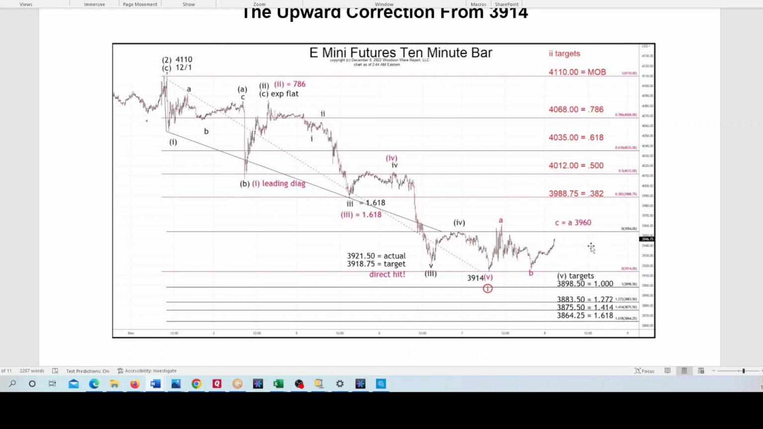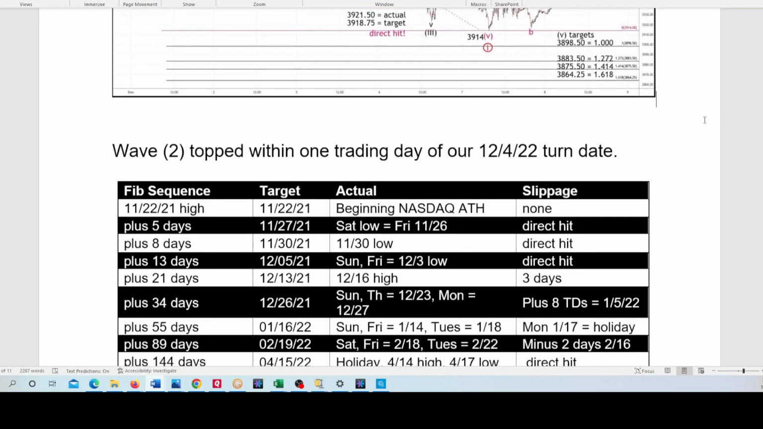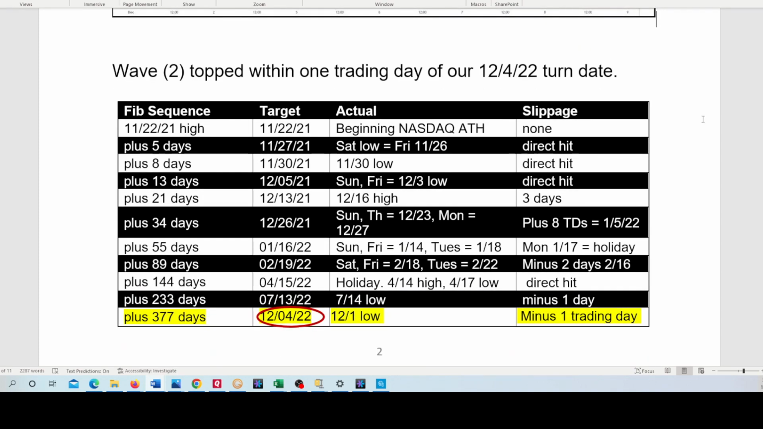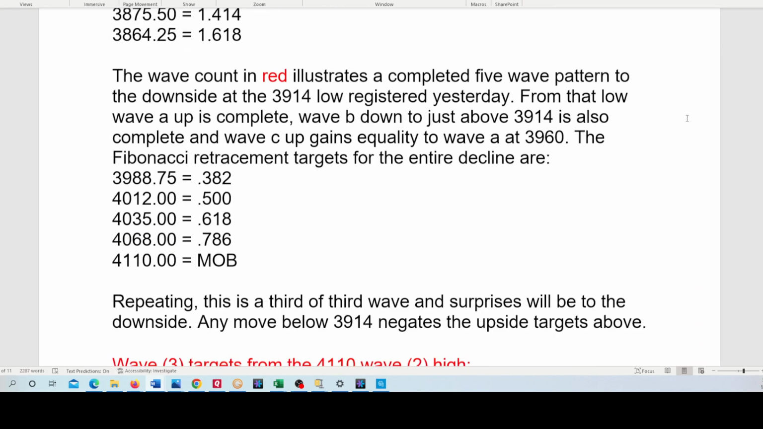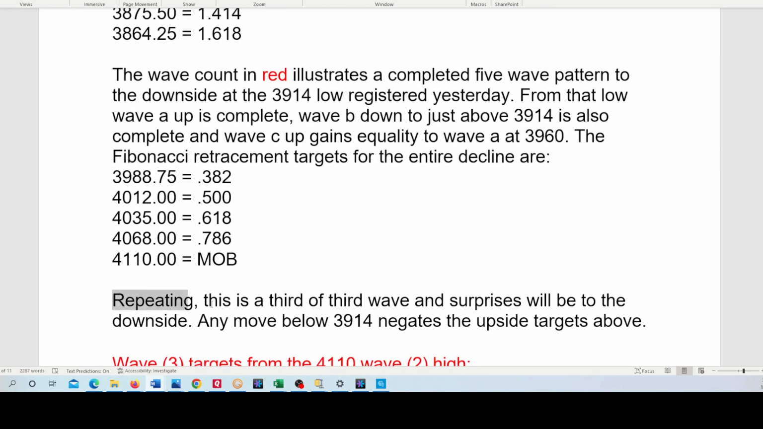It's a bear market. I keep reiterating to our monthly subscribers every day. I put it in there. I think you'll see it here. Since I alluded to it, that too should have a circle around it, by the way. Here's where this wave 2 topped within 1 trading day of our December 4th turn date. And there are our counts there. There's that reminder, repeating every day: this is a third of third wave, and surprises will be to the downside. Any move below 39.14 negates that count.